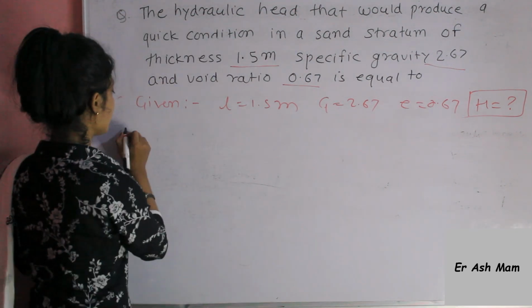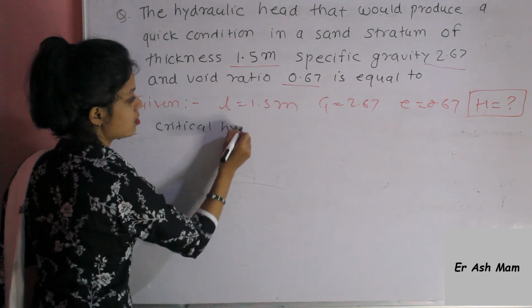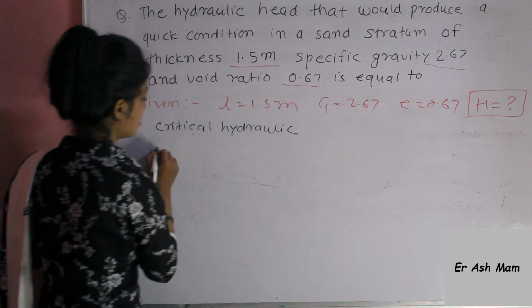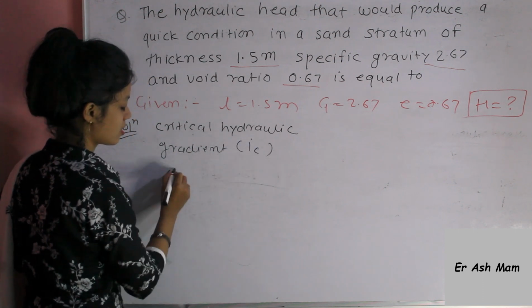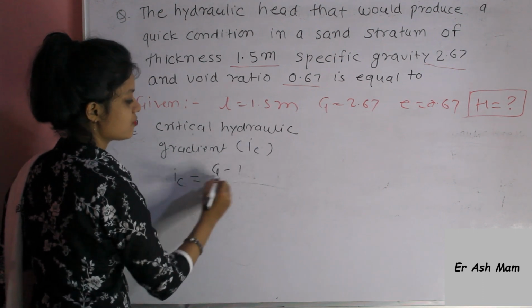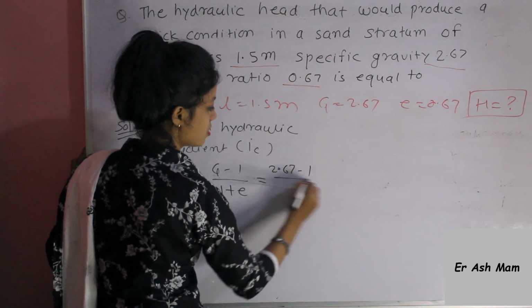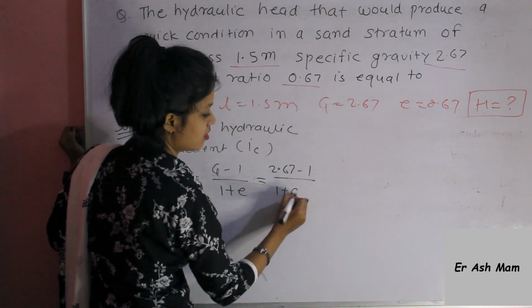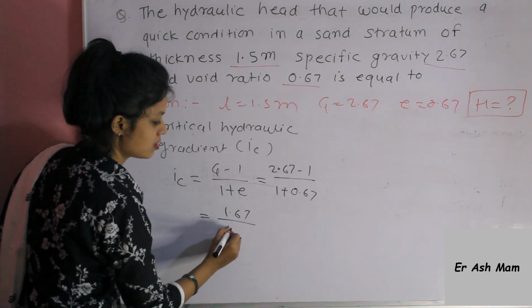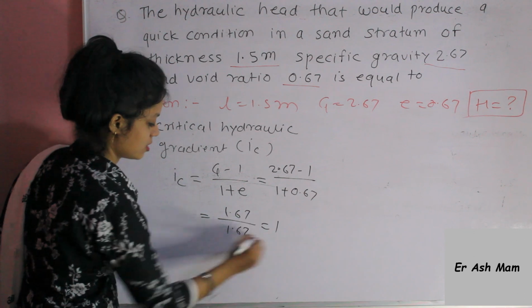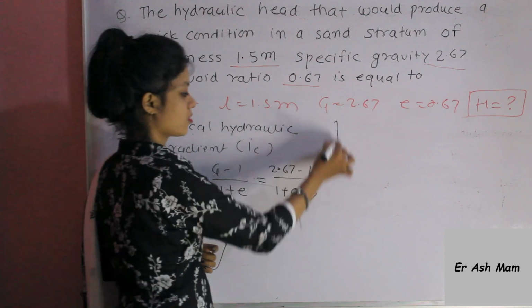We know that critical hydraulic gradient, denoted by symbol IC. IC equal to (G minus 1) upon (1 plus E). G is 2.67, minus 1, upon 1 plus E, where E is 0.67. 2.67 minus 1 is 1.67, upon 1.67, equal to 1. Therefore, IC equal to 1. Critical hydraulic gradient equal to 1.